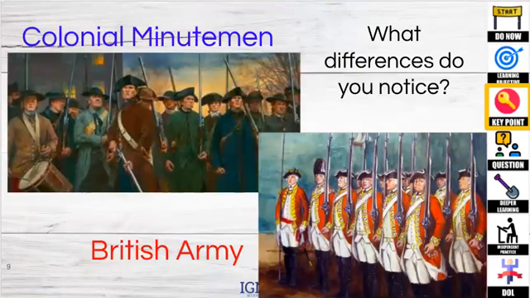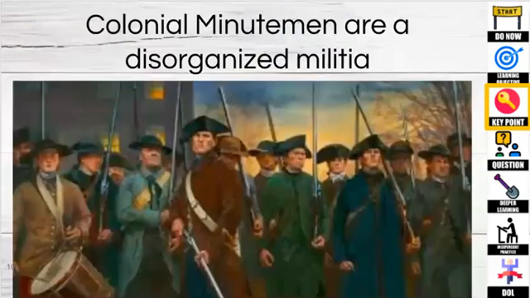You might notice some differences right away. One major difference, the colonial Minutemen were a militia, and I'll talk about that in a second. The British Army is the opposite. They all have matching uniforms, they have nicer weapons, they look a little bit more prepared and orderly. The colonial Minutemen are really just like a disorganized militia.